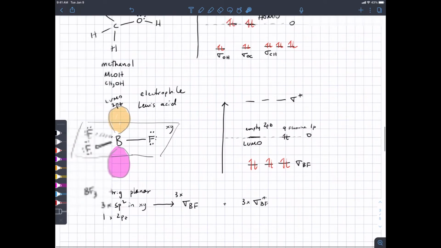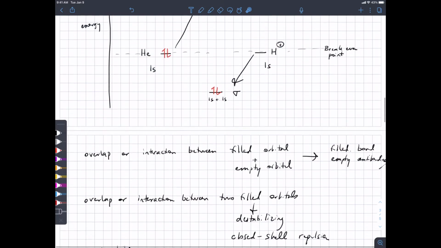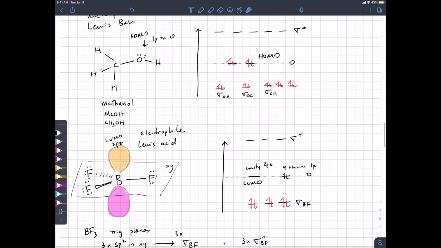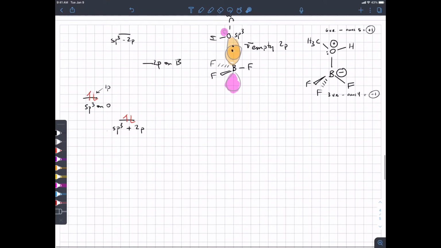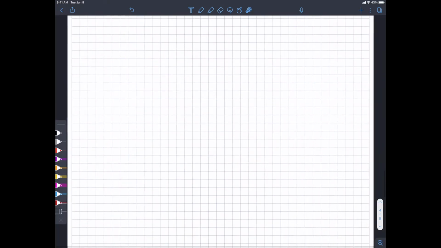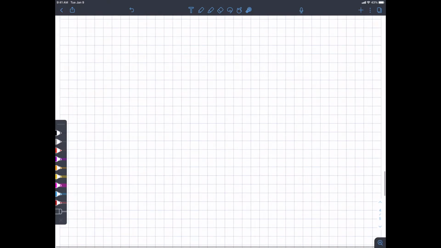So we've seen a couple simple examples of reactions where HOMO attacks LUMO. I want to show you a couple of different ones, but before we do that, I want to summarize what we've learned about orbitals in organic molecules.